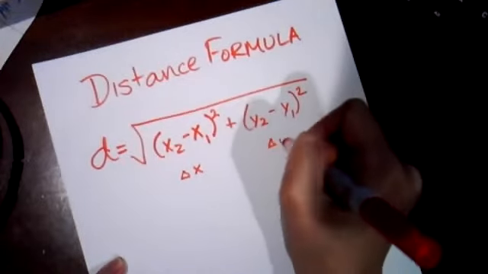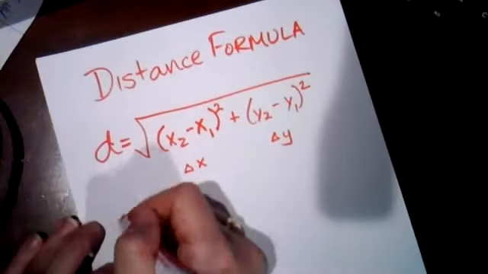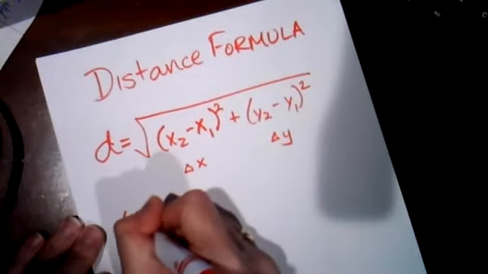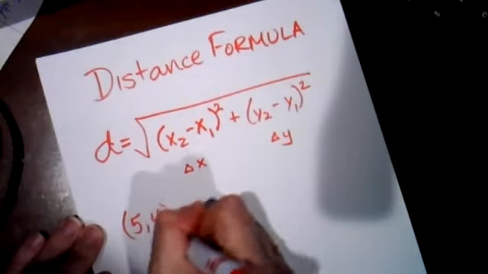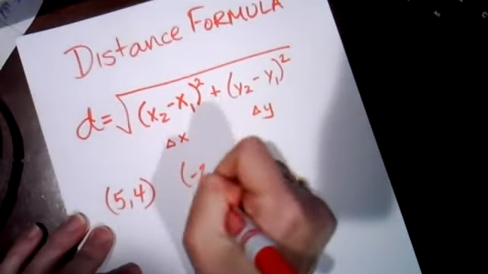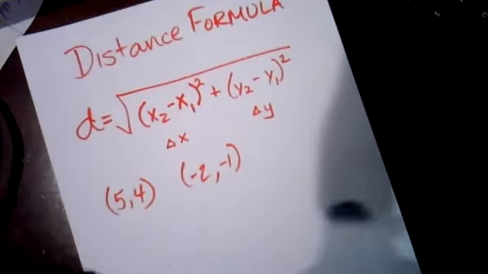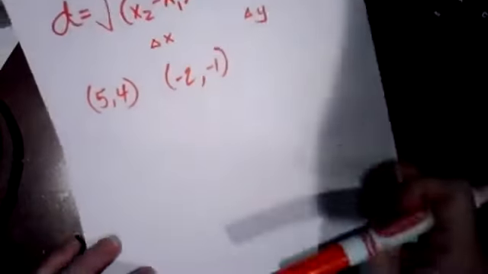So this is change in y. Okay, so for instance, if we are finding the distance between 2 points, I'm going to use the 2 in the book. I like them because, one, they have a negative. They deal with negatives, and you need to get kind of used to that.